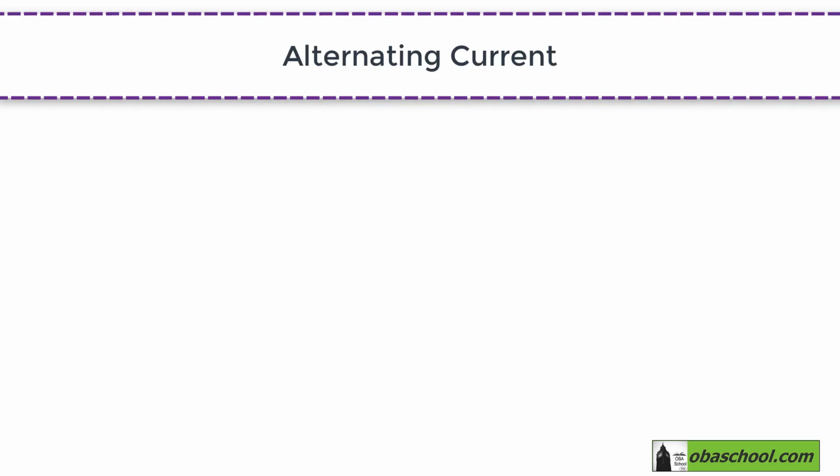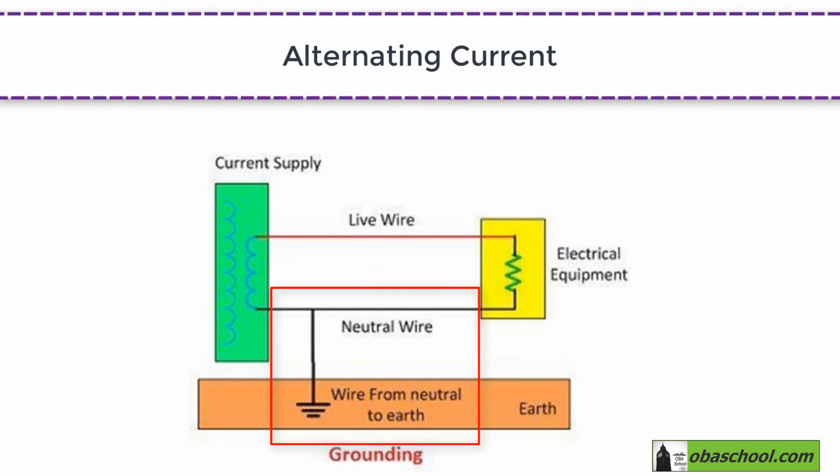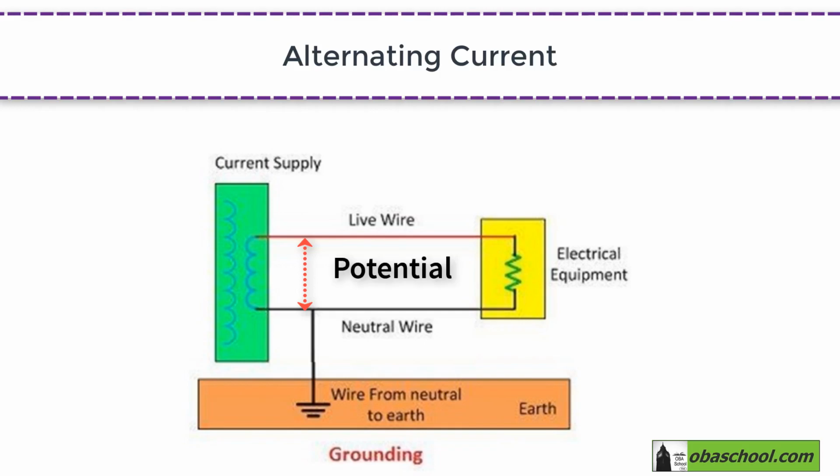Now, the neutral wire is earthed. That means it is connected to the 0 volts at the local electricity substation. And the potential difference between the live wire and the earth is usually called the potential or voltage of the live wire.